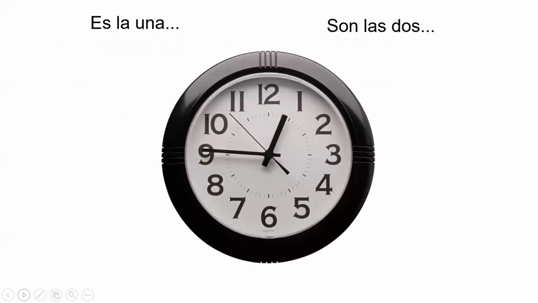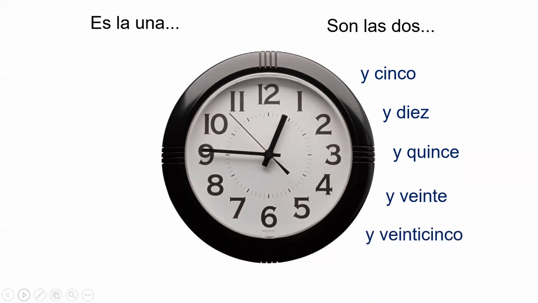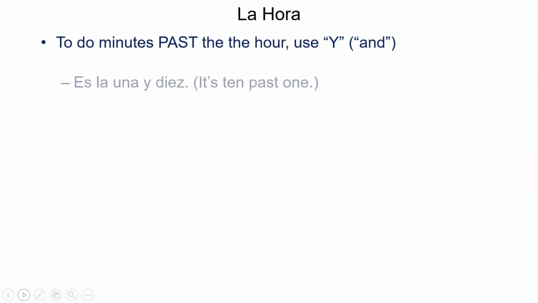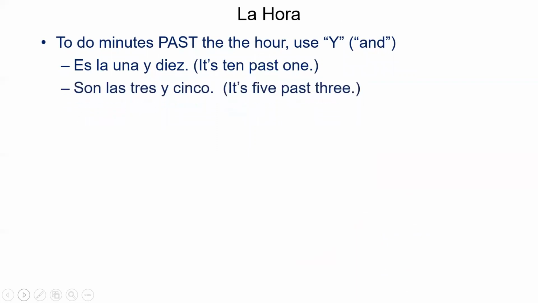Let's see our clock face once more and work our way around our minutes past the hour in minutes of 5. Son las dos y cinco. Son las dos y diez. Son las dos y quince. Son las dos y veinte. Son las dos y veinticinco. Son las dos y treinta. So we know we use y for minutes past the hour, and we just practiced them there, didn't we?